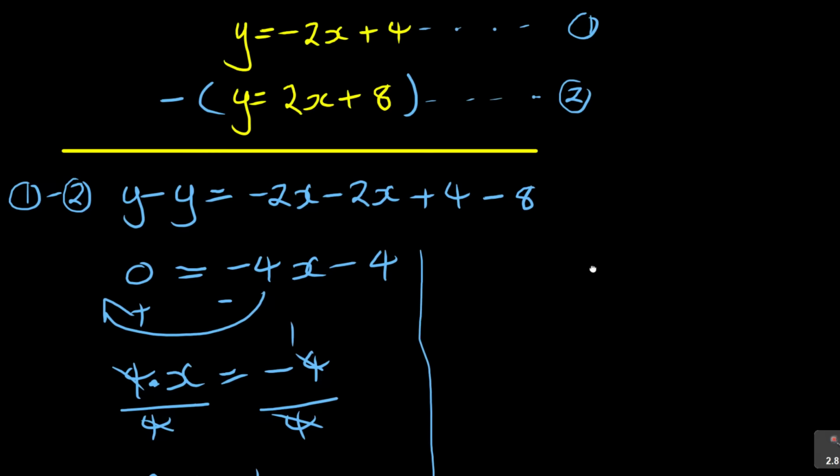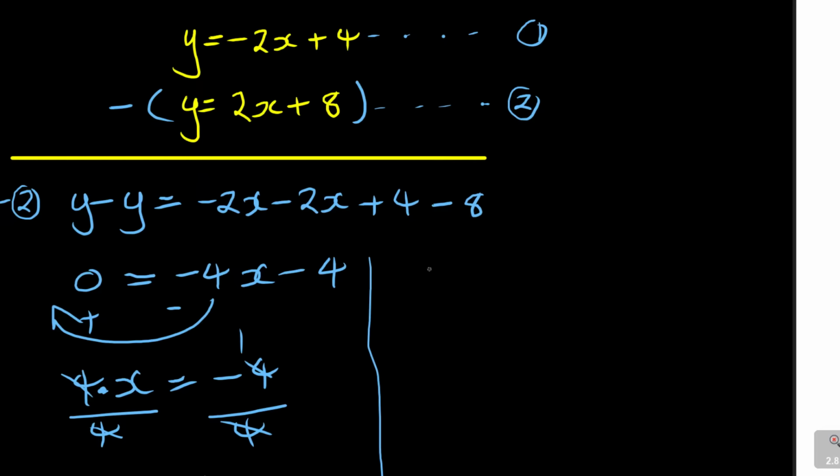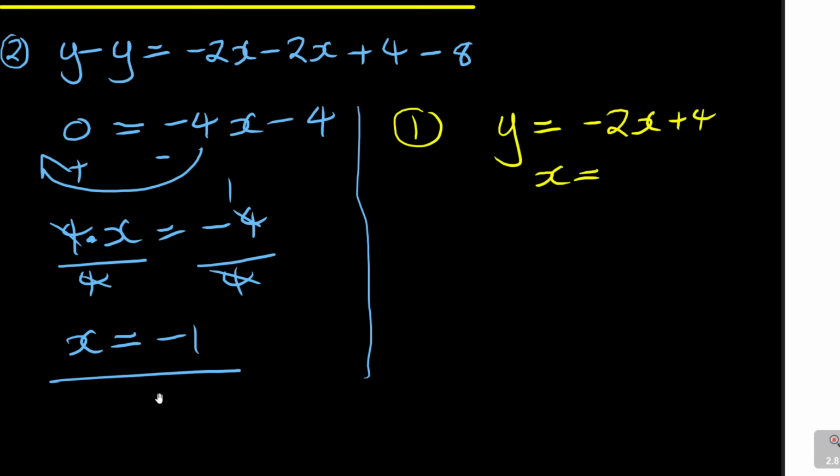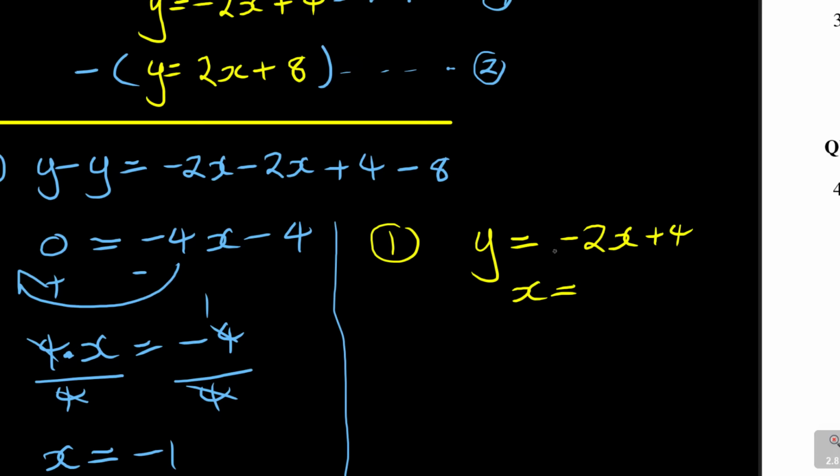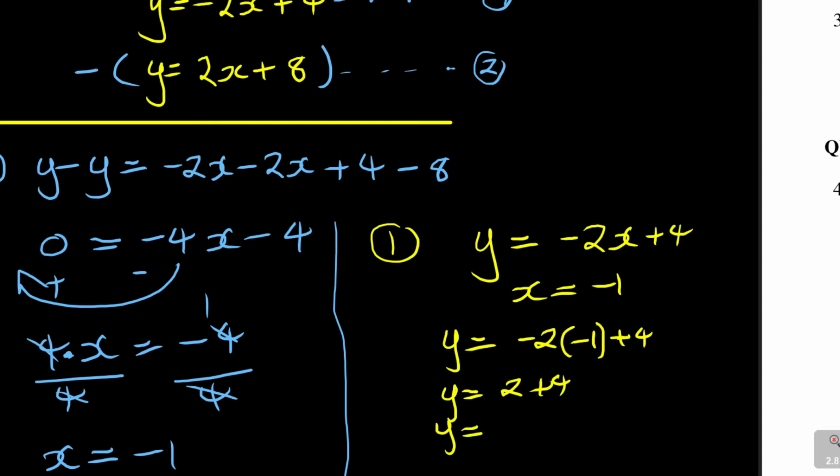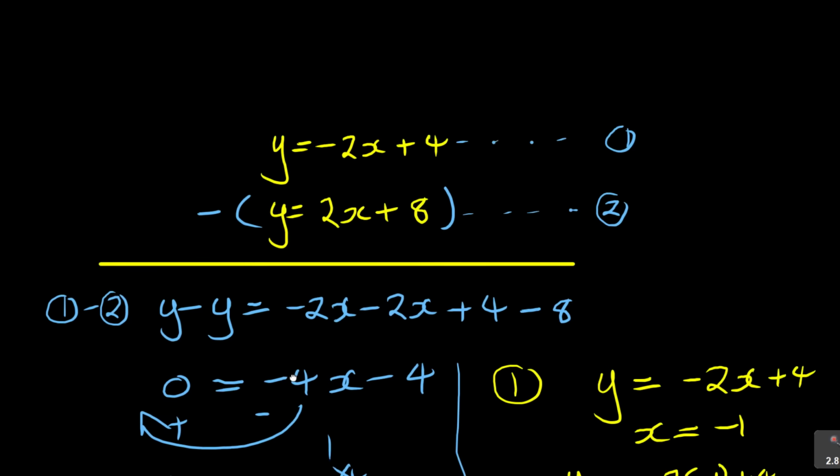Then to get the y value, you choose an equation. For example, equation 1. It says y is equal to -2x plus 4. But we know that x is equal to what? We just got -1 here. So y is equal to -2, where there is x we put -1, plus 4. -2 times -1 is 2, plus 4. y becomes 6. Okay, that is one way.